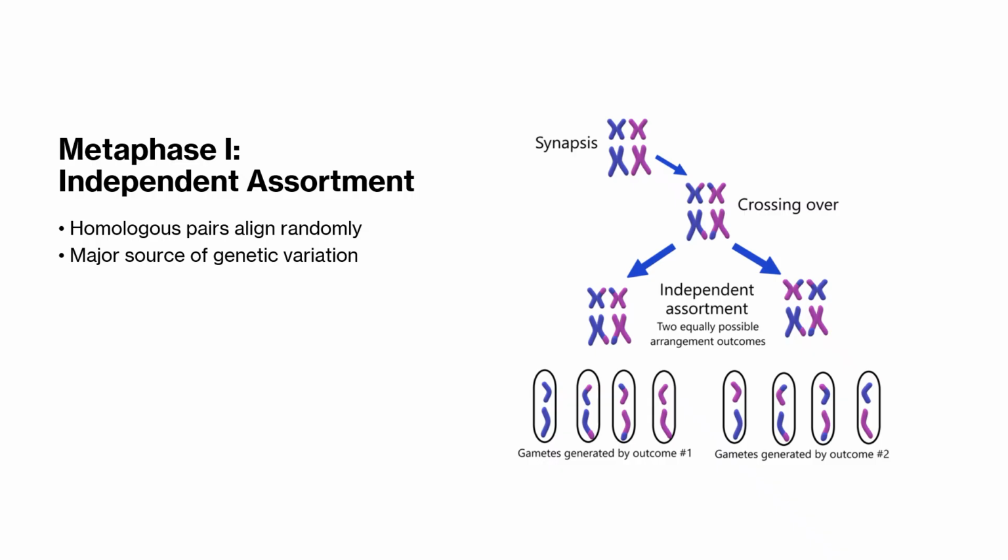With 23 pairs in humans, this creates over 8 million possible combinations before crossing over is even added. It's nature's version of shuffling a deck of cards, but with far more outcomes.